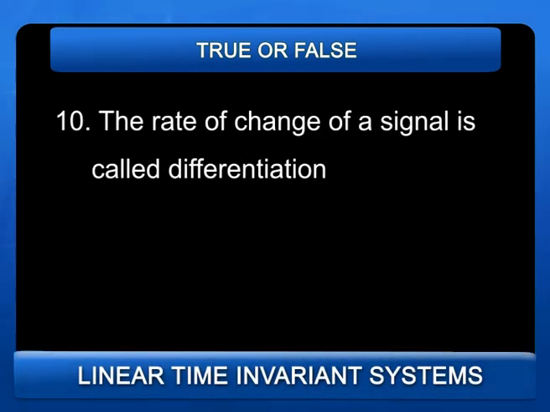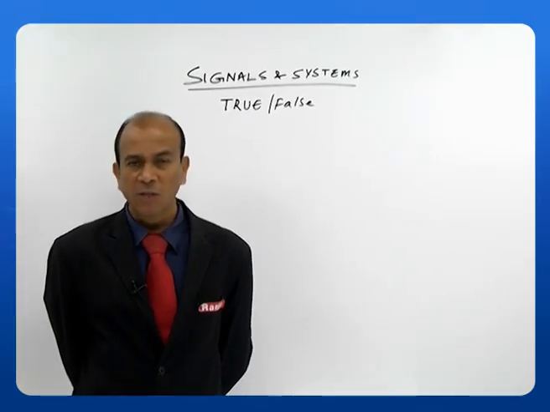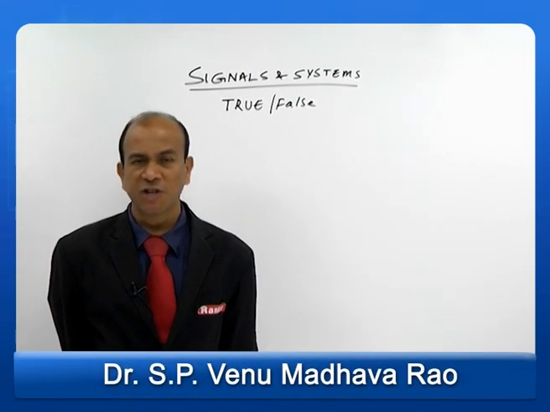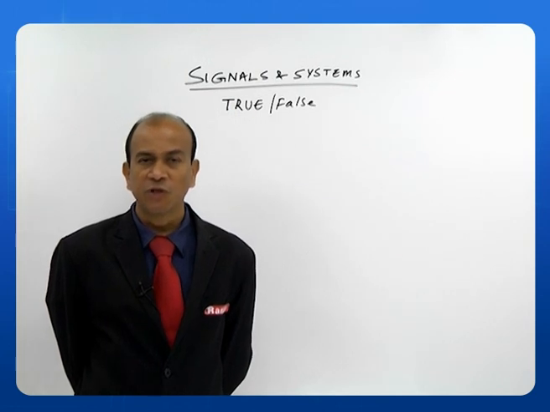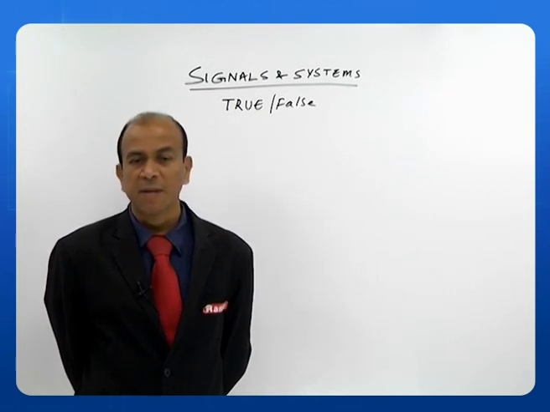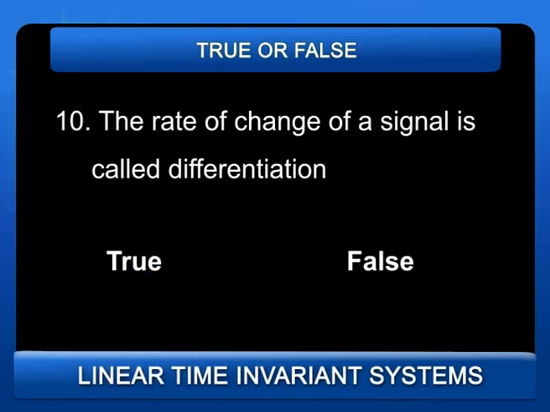Now let us look at question number 10. The rate of change of a signal is called differentiation. Yes, it is a correct answer, because what does differentiation mean? d by dt. The indication d by dt is an indication that the rate of change with respect to time is called differentiation. So the answer is true.